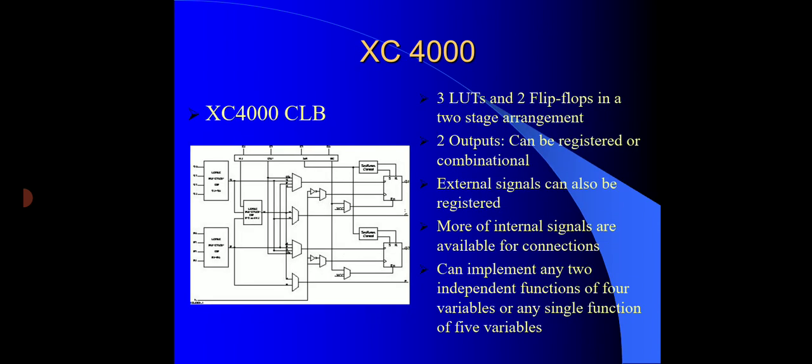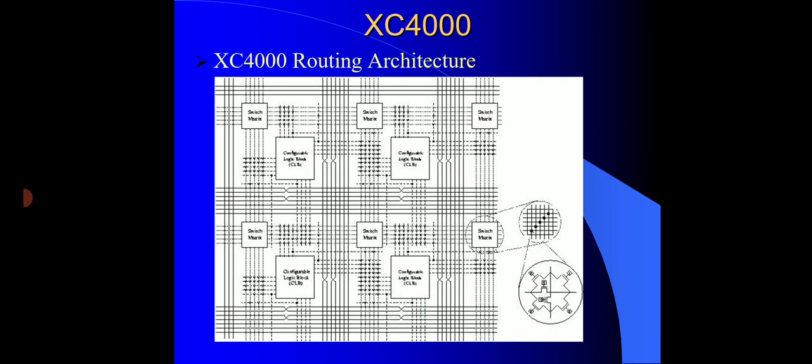In the XC4000 CLB, we have 3 LUTs and 2 flip flops, with 2 outputs. The external signals can also be registered. Mostly these internal signals are not available for connection, and they can implement only independent functions of different variables. You can see the structure of this XC4000. The routing structure is connected with metallic lines, and it has switches inside it.